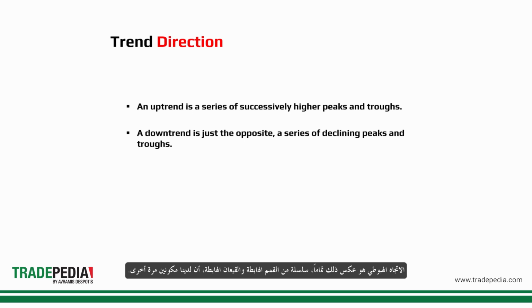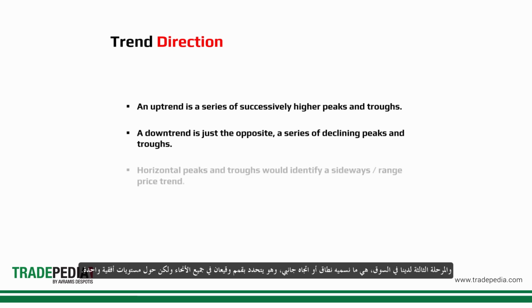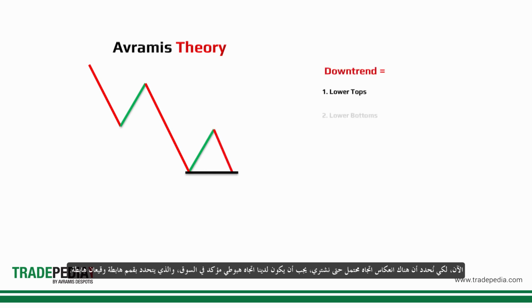Two ingredients again. And the third phase we have in the marketplace is what we call a range or a sideways pattern, characterized by tops and bottoms at around the same horizontal levels. Now, in order to have a possible trend reversal to go long, it entails that we have a confirmed downtrend in the market, characterized by lower tops and lower bottoms.